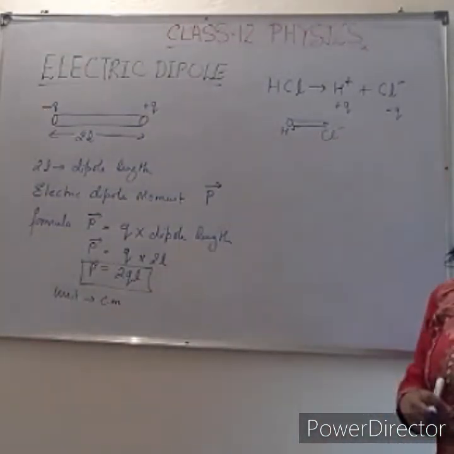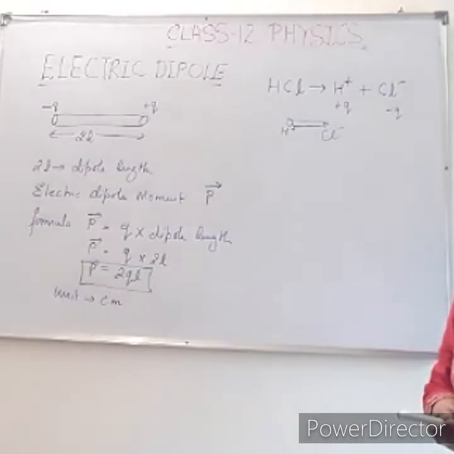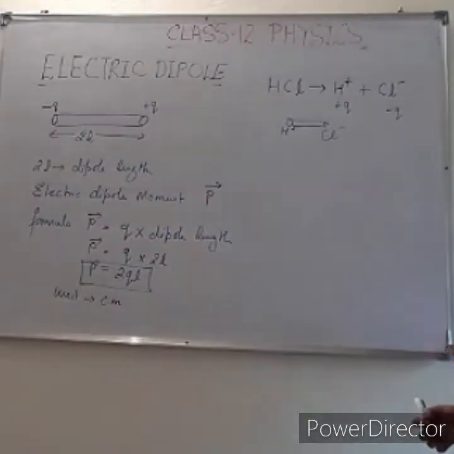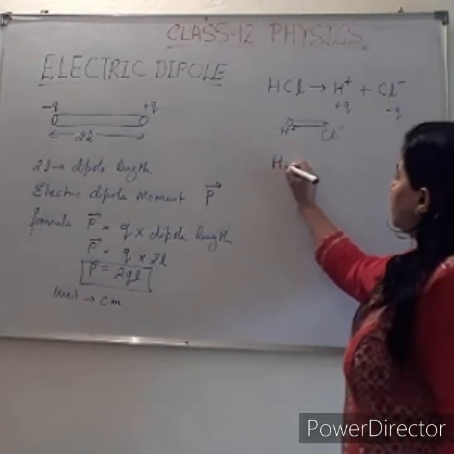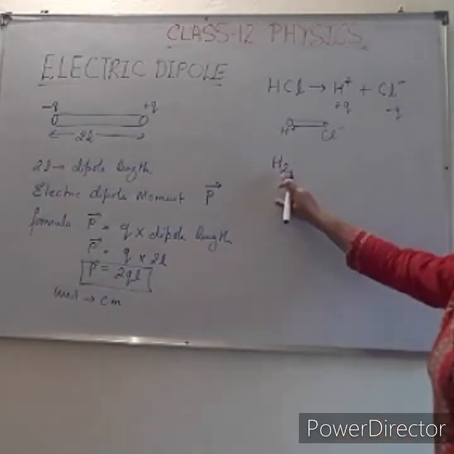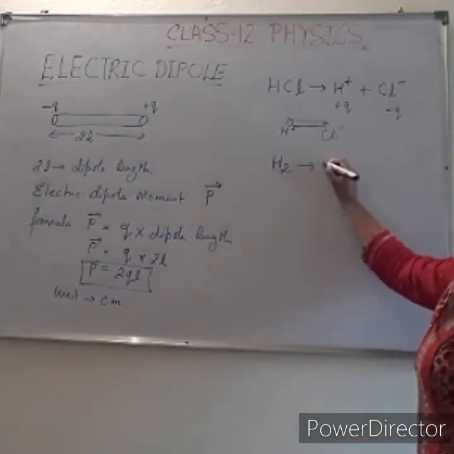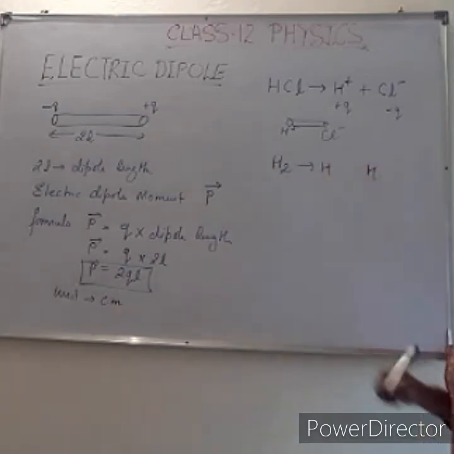HCl, this is one example. You can take more examples of it. Like if you are taking an example of H2. So again, H2 is a molecule. It will be divided into H and H atoms.